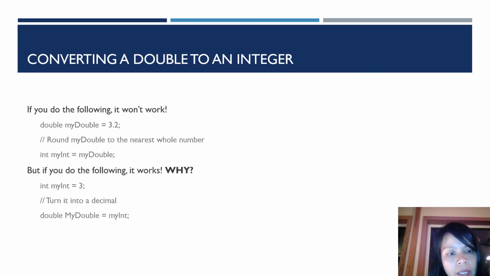But if you do the following, it works. So if you go integer myInteger is 3, and then you want to turn that into a decimal, double myDouble is myInteger, so the 3 can become a decimal, but you can't make it the other way around. And why is that? You can't make 3.2 become an integer, but you can make 3 become a double, which means something with a decimal place. And why is that?